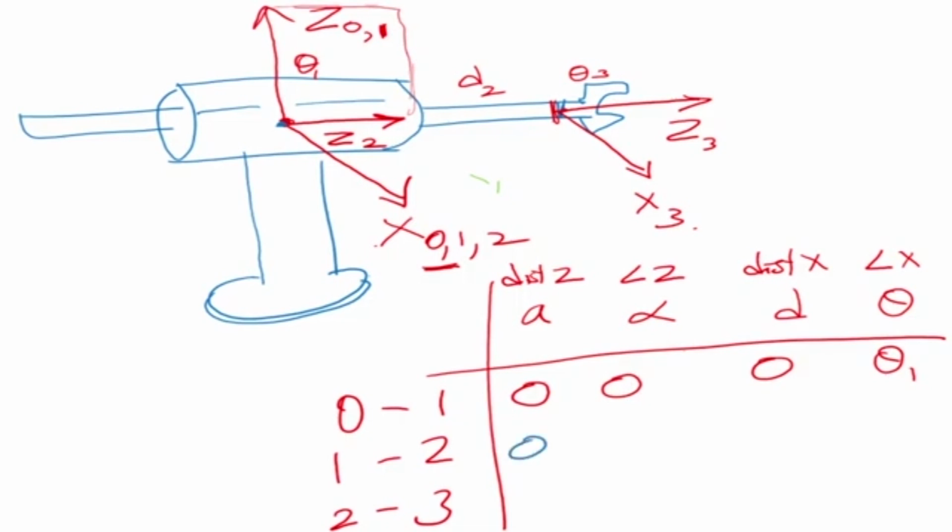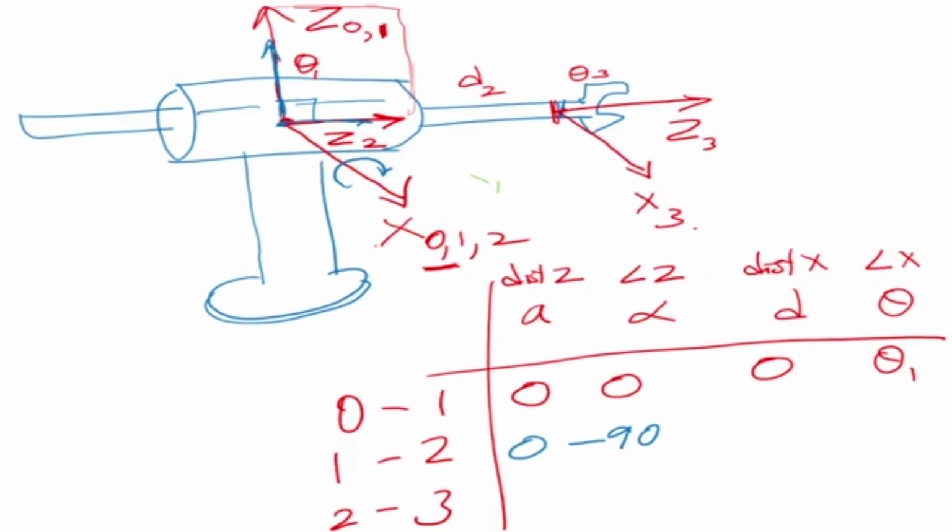What is the angle between the Z axes? Now we have to be careful that Z1 was in this direction, whereas Z2 is in this direction. So we have rotated like this in a clockwise direction by 90 degrees. So this is minus 90.